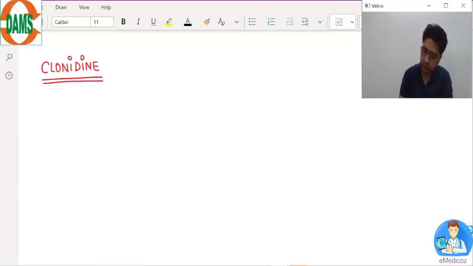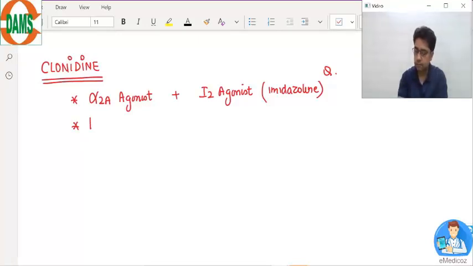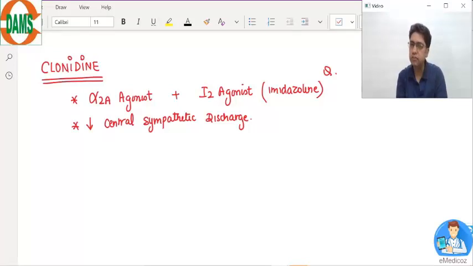Now, clonidine, you will write, is an alpha 2A agonist. Plus, it is also an I2 agonist. I stands for imidazoline. This question has been asked. I2 agonist as well as alpha 2 agonist. Now this clonidine decreases central sympathetic discharge. After clonidine and alpha-methyldopa, we will take a small break.